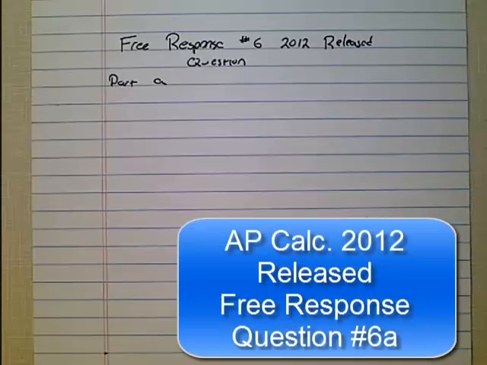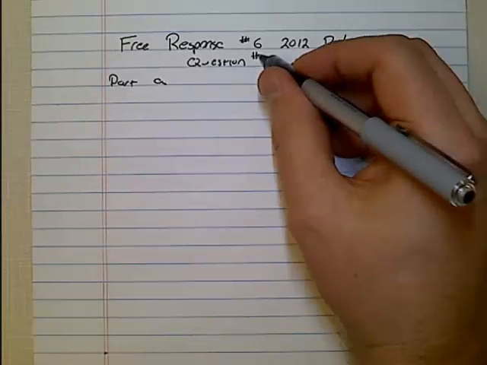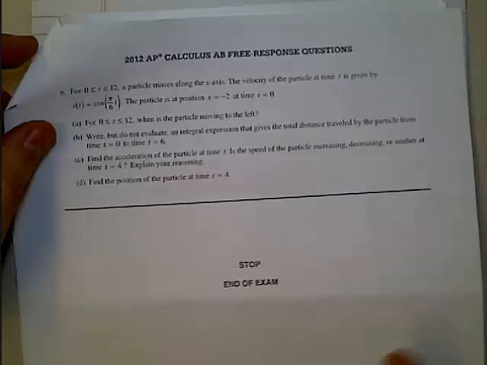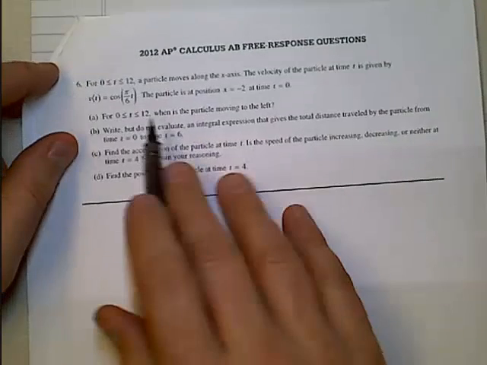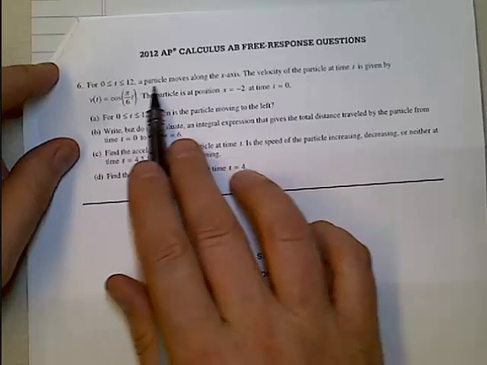All right, this is free response question number 6 from the 2012 released AP exam. Question number 6, part A. So our question is this. We have a particle moving. For 0 less than or equal to t less than or equal to 12, a particle moves along the x-axis.